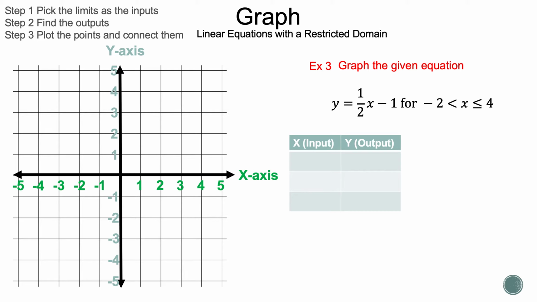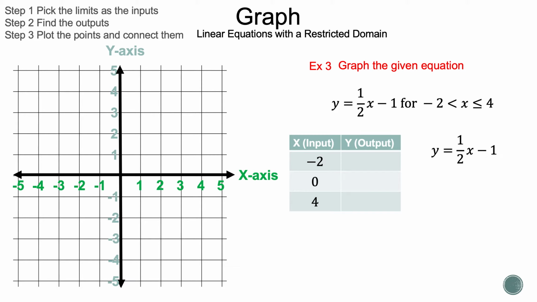Now let's take a look at example 3, where we have y is equal to 1/2 x minus 1 for negative 2 less than x less than or equal to 4. And we know there are 2 points already that we have to choose because they are the restricted values or the limits we have on the equation, which are negative 2 and 4. So let's pick a point in between negative 2 and 4: 0. Now we have our 3 input values.